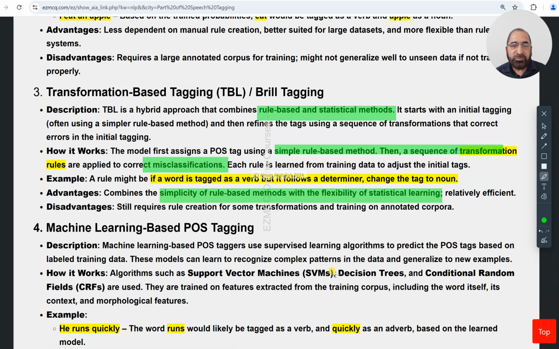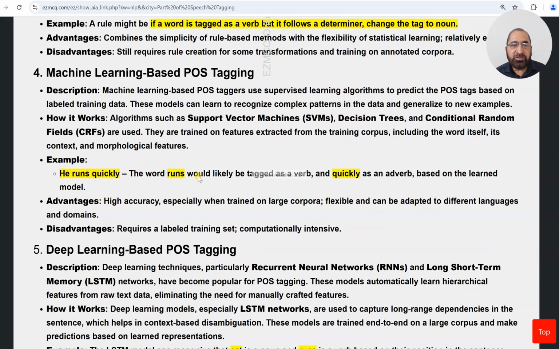And machine learning, support vector machines, decision trees, are covered in the course on machine learning. If you want to know about them, you go to the main page of this learning management system, and in the yellow box, you can type decision trees within square brackets, or you can type SVMs, and then you will get all the useful questions and answers and the explanations. So, for example, if you look here, we have he runs quickly. The word runs would likely be tagged as a verb, quickly as an adverb.